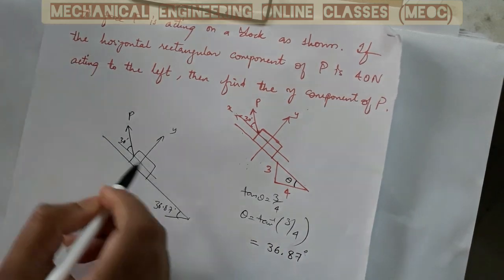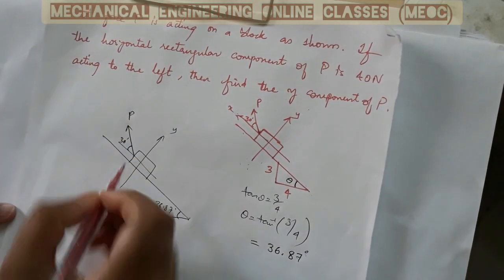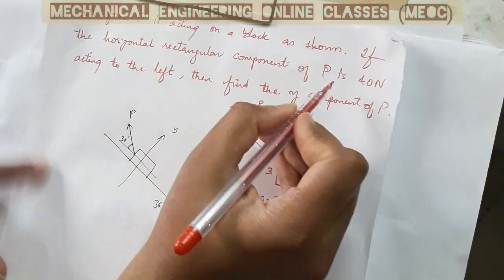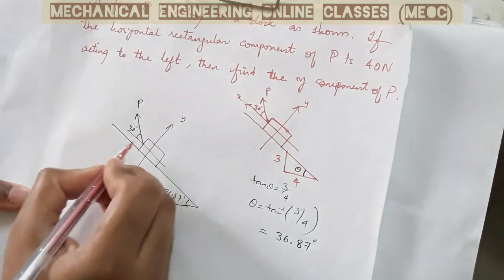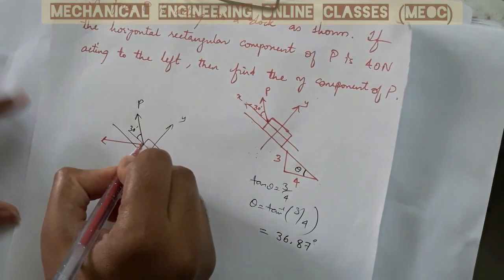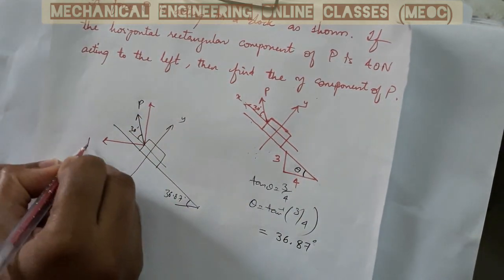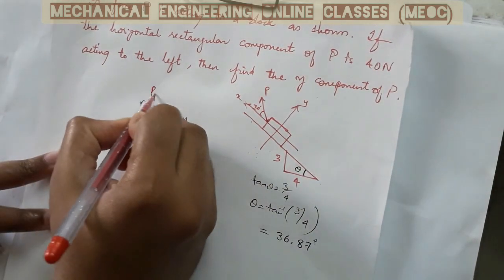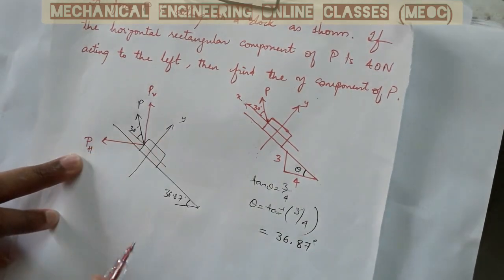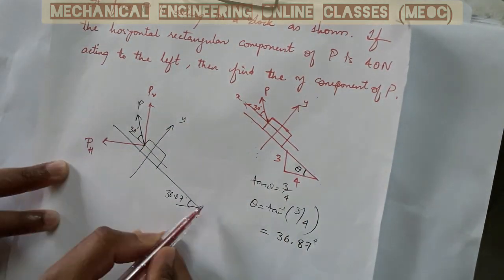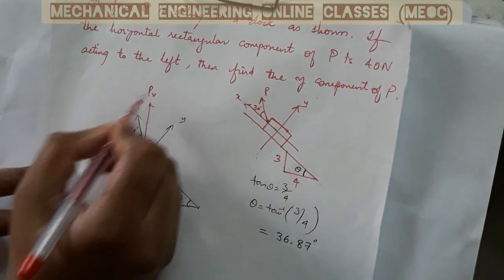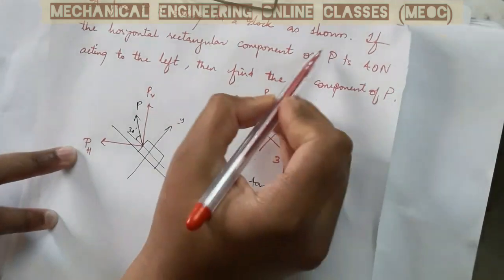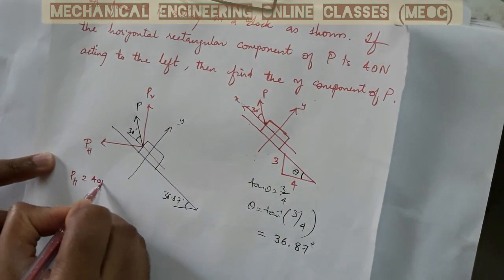So here, suppose I am to split this P into horizontal and vertical components. Vertical will be like this. I cannot use x and y, so I am using PH and PV. H for horizontal, V for vertical, because x and y are already used up. X is along the inclined plane and y is perpendicular to the inclined plane, so I cannot use PX and PY, so I am using PH and PV. So it is given that PH is equal to 40 Newton. This is given.